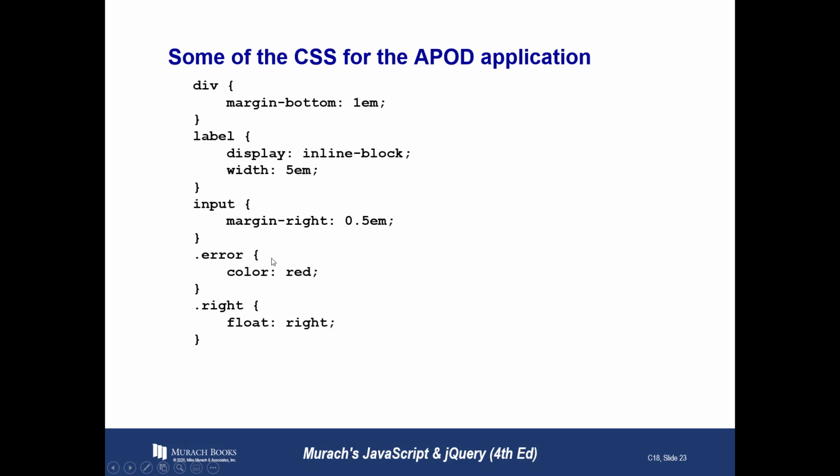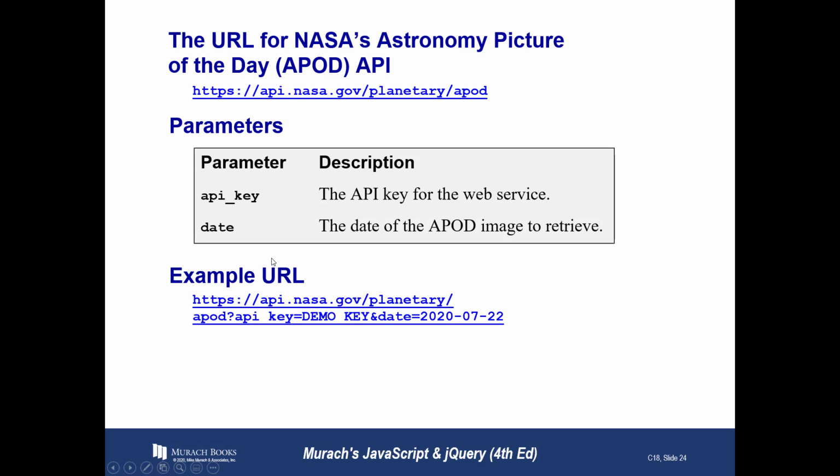All right, so there's the HTML for it, not very complex really. The associated CSS. All right, and what they're doing is they're using an API. So in other words, they are telling the system to go out to here and find for us that picture.